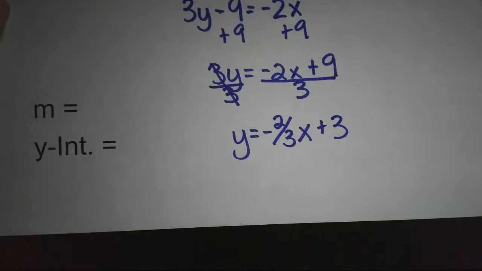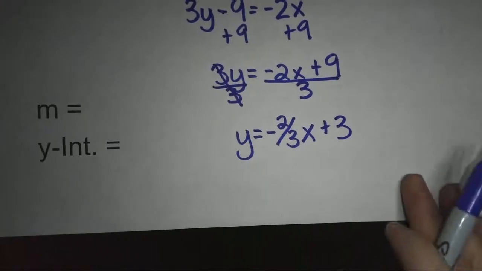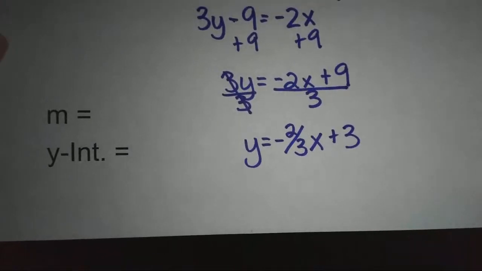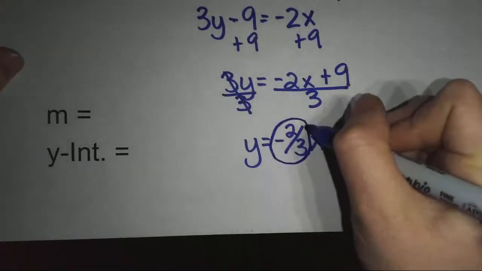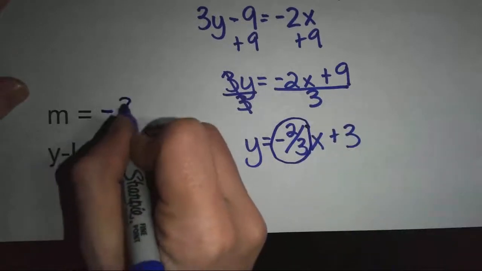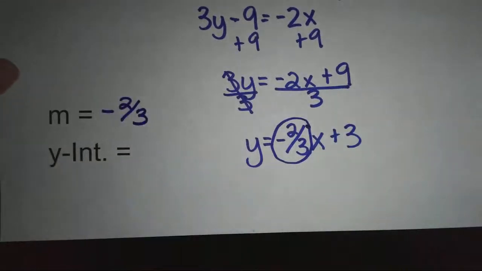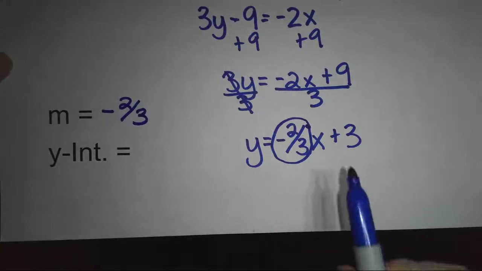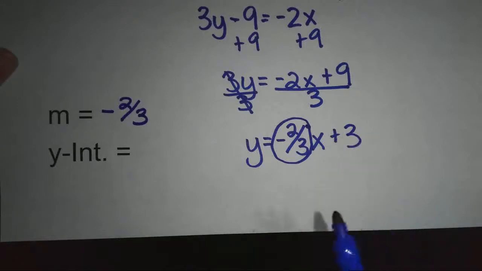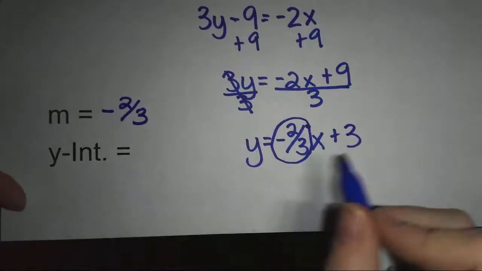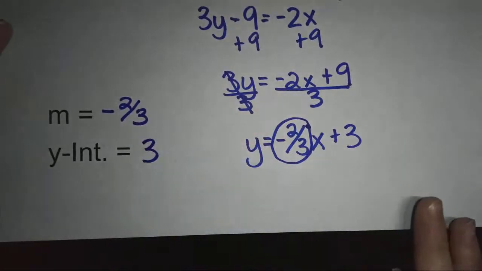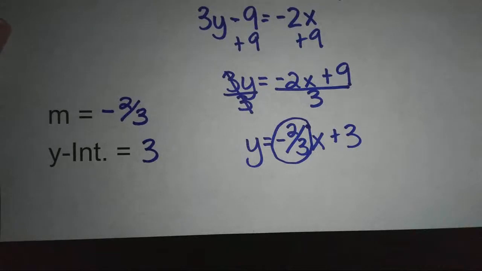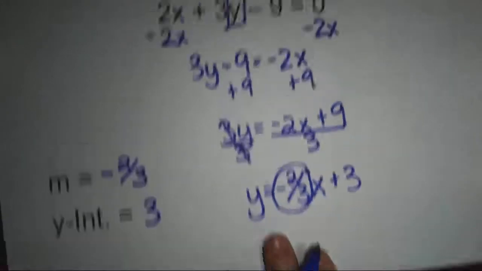So now we can identify the slope and the y-intercept. Remember that the slope is the number that we are multiplying by x in slope-intercept form. So this is the number I'm multiplying by x, so it's my slope, negative 2/3. My y-intercept is the number that I'm adding to that x term, or my constant in the equation. So I am adding 3 to this x term, so my y-intercept would be 3. Once you get it into slope-intercept form, it is super easy to figure out what the slope is and what your y-intercept is.